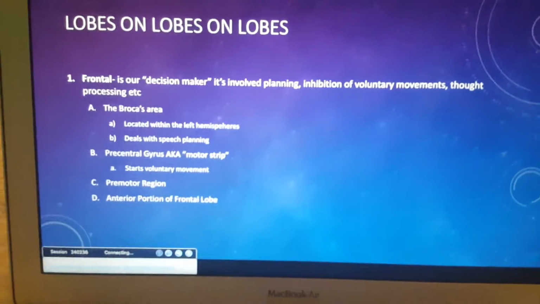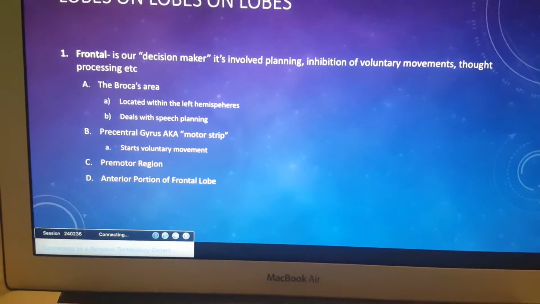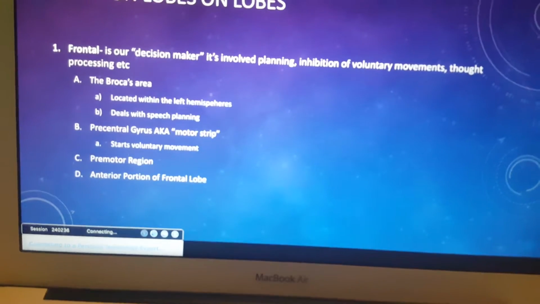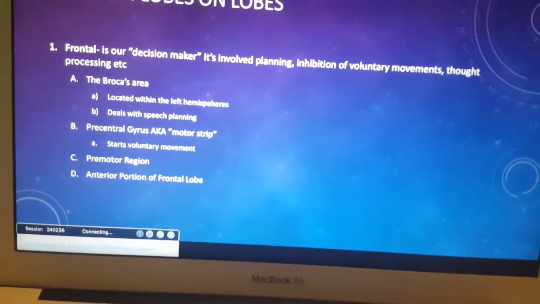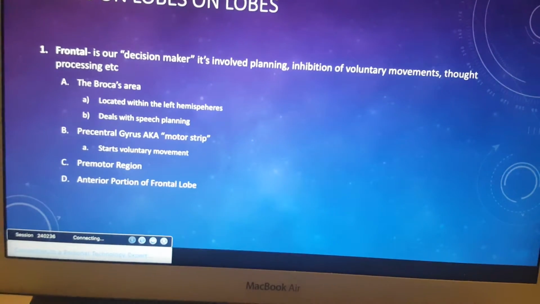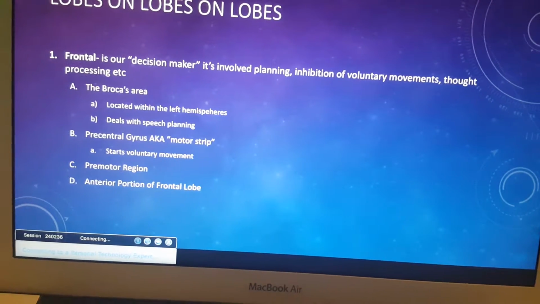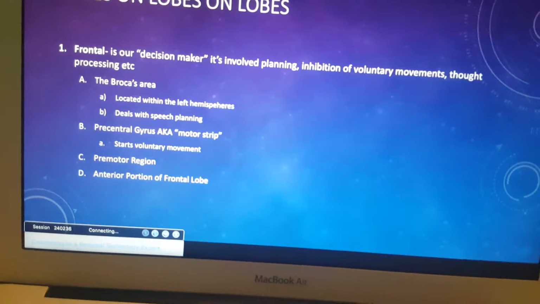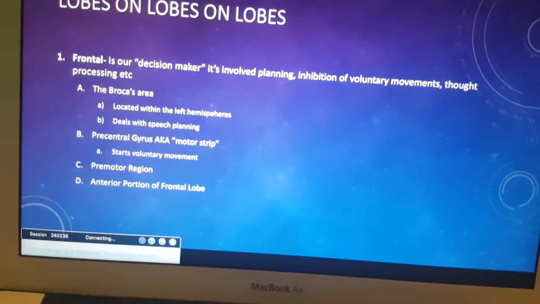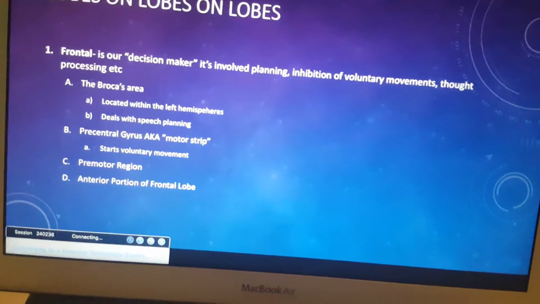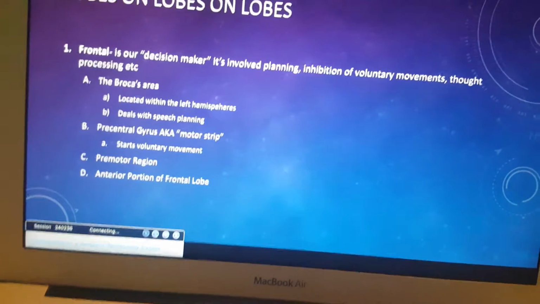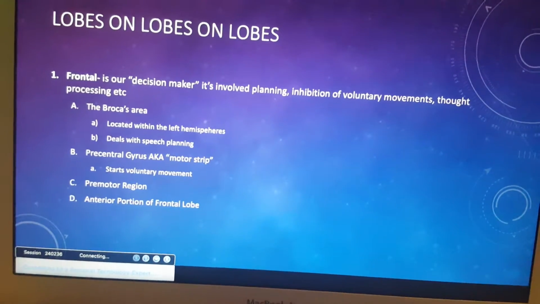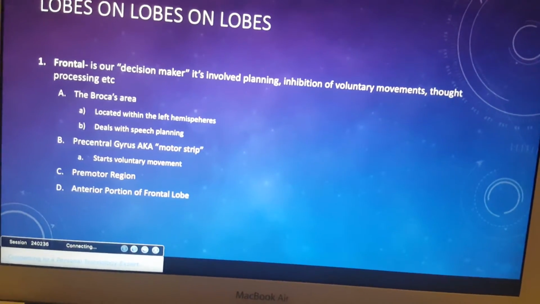So the Broca's area is located within the left hemisphere. It deals with speech planning. And then our other major area within the frontal lobe is the precentral gyrus. We can think about this as it's referred to, the motor strip. It starts voluntary movement. Sometimes in the movies you see that people have to hotwire cars. We can think about this as our go system. So maybe we're hotwiring our car, we're getting everything started. This is going to start all the movements that's going to make our car go. So that's what we can think about when we think of our precentral gyrus.